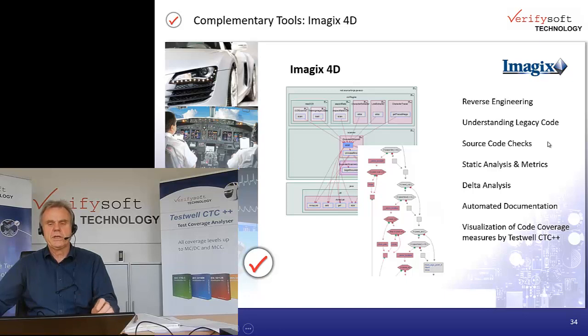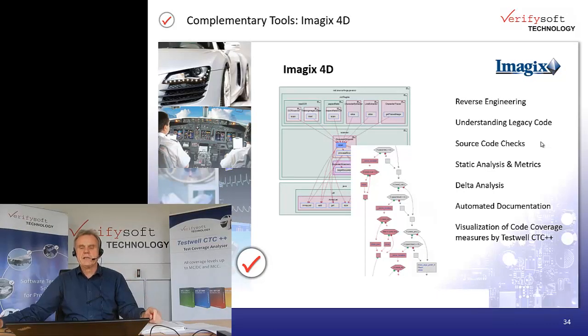It provides source code checks. It does some static analysis, delta analysis, and also you can combine it with Testwell CTC++, and you get a visualization of the code coverage, something like you see here, the control flow. For example, this gray part has been tested and this red part has not yet been tested. You can see this also in combination with Testwell CTC++ here.